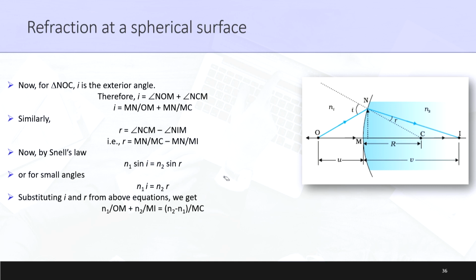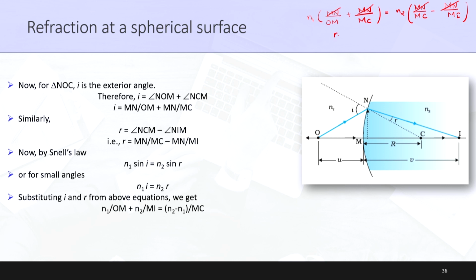Now, substituting i and r from the above equation gives you this. I am just deriving this again for you. So, basically n1 into i. So, i is basically... so M and Mn get cancelled.